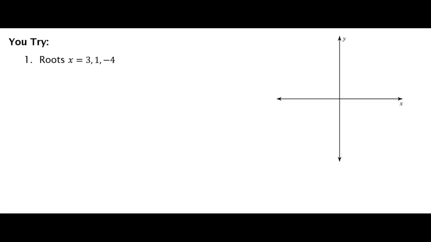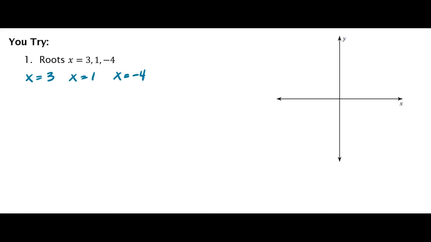We're trying to write an equation that has the roots x equals 3, positive 1, and negative 4. So the first thing that we want to do, and this is the long way, some of you may be able to skip this step, but I'm going to write it out anyway. X equals 3, x equals 1, x equals negative 4.